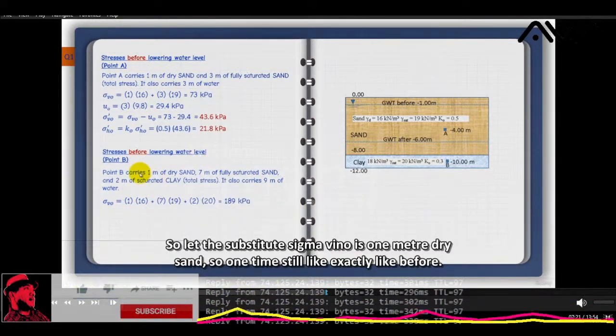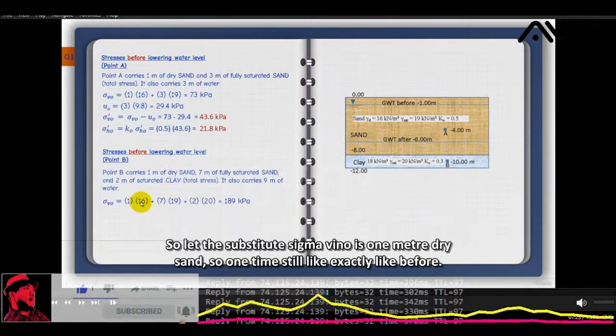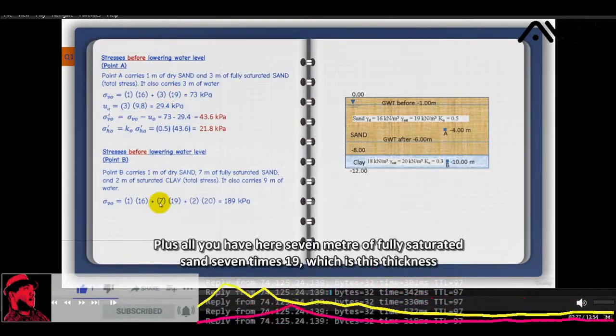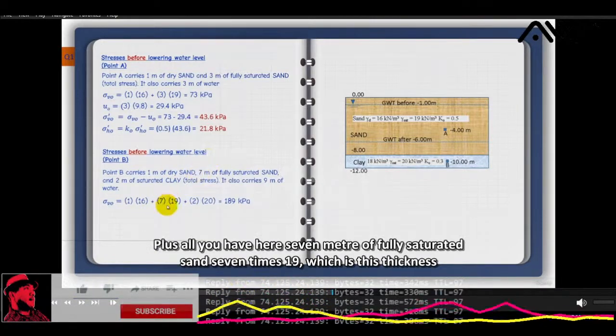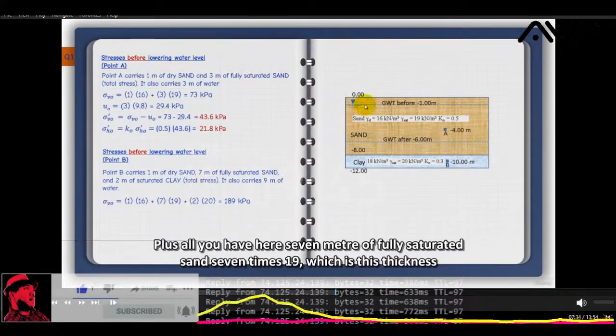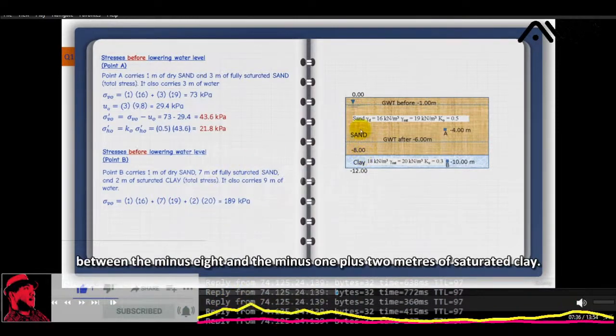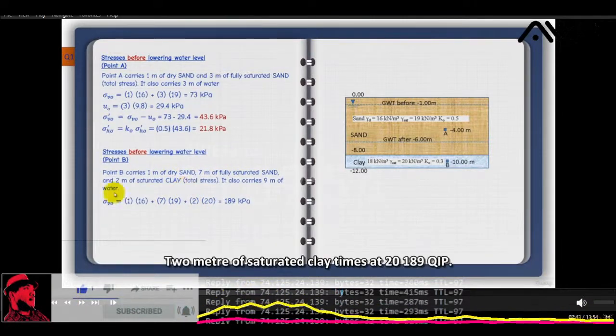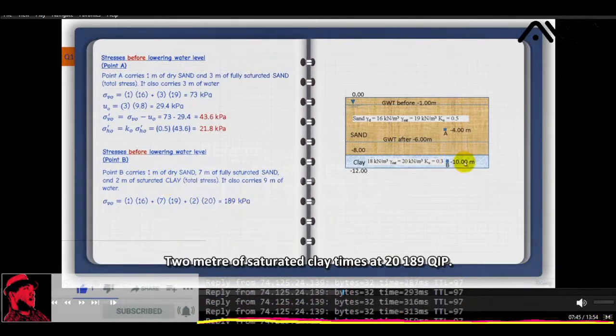Sigma V naught is 1 meter of dry sand, so 1 times 16, exactly like before, plus I have here 7 meters of fully saturated sand, 7 times 19, which is this thickness between the -8 and the -1, plus 2 meters of saturated clay, 2 meters of saturated clay times 20, 189 kPa.